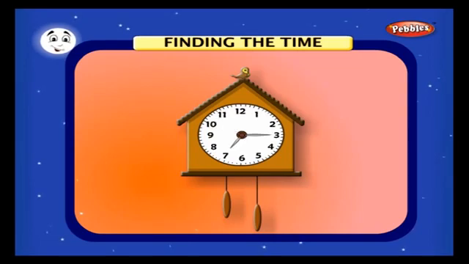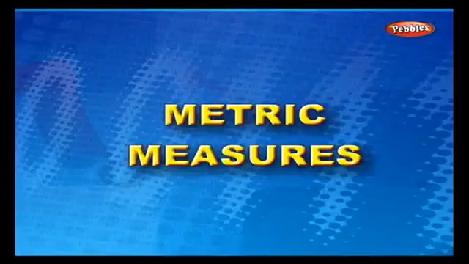In this clock, the minute hand is at 3. It means 3 into 5 is equal to 15 minutes and the hour hand is at 7. We call it 7:15.